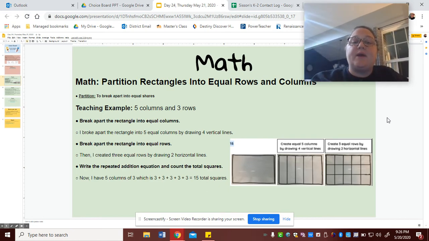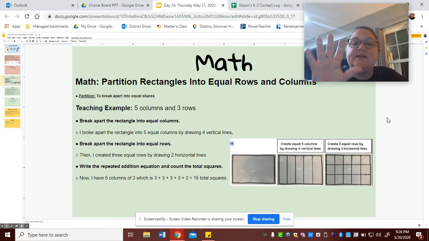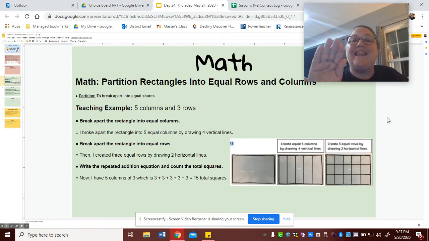So if I wanted to break apart this first rectangle in the very first picture, and I wanted to make it so that it had 5 columns and 3 rows, here's a trick. You always draw 1 less line. So if you want 5 columns, you draw 4 lines and you would have 5 columns. If you want 3 rows, you draw 2 lines and you have 3 rows.